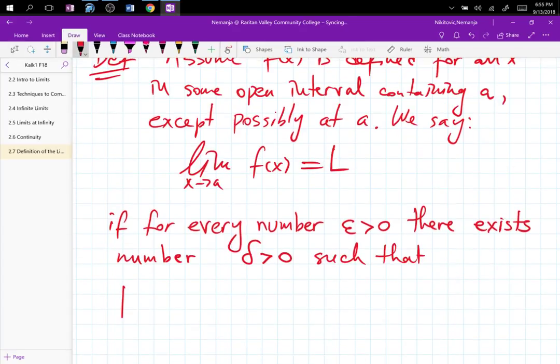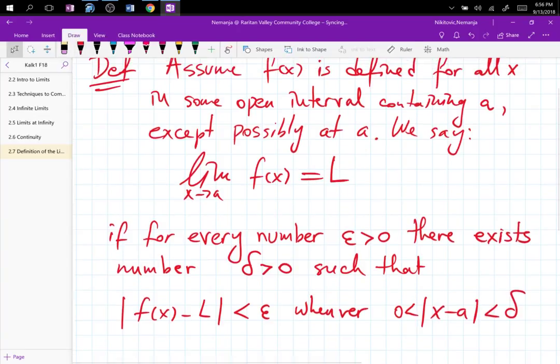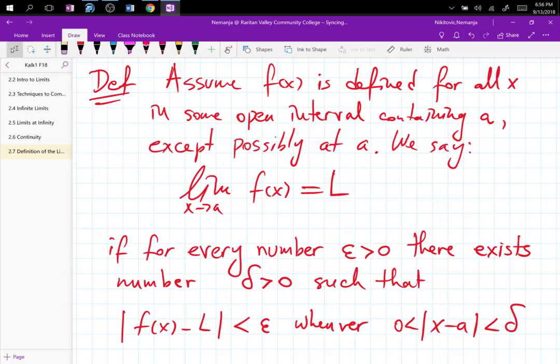the absolute value of f of x minus L is less than epsilon whenever 0 is less than the absolute value of x minus A, which is less than delta. So this is the entire definition for the limit. We call it the epsilon-delta definition for obvious reasons: you have epsilon and delta in it.